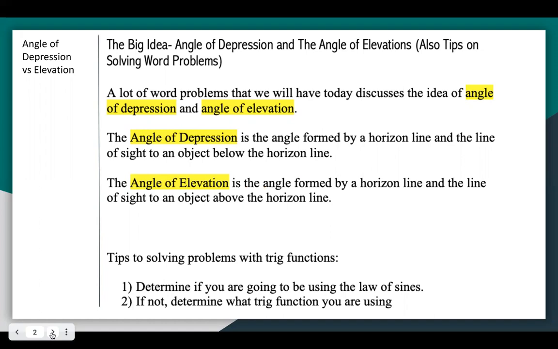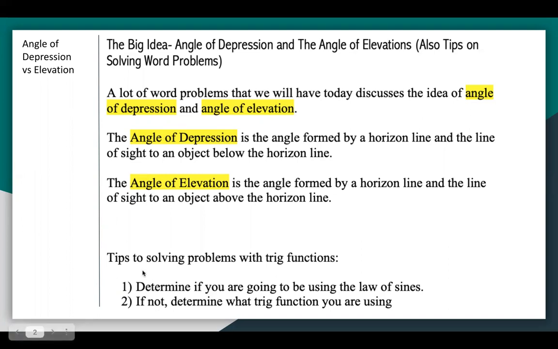And what these are is the angle of depression is the angle formed by a horizon line or a horizontal line and the line of sight to an object below the horizontal line, and vice versa. The angle of elevation is the angle formed by a horizon line and the line of sight to an object above the horizontal line or horizon line.